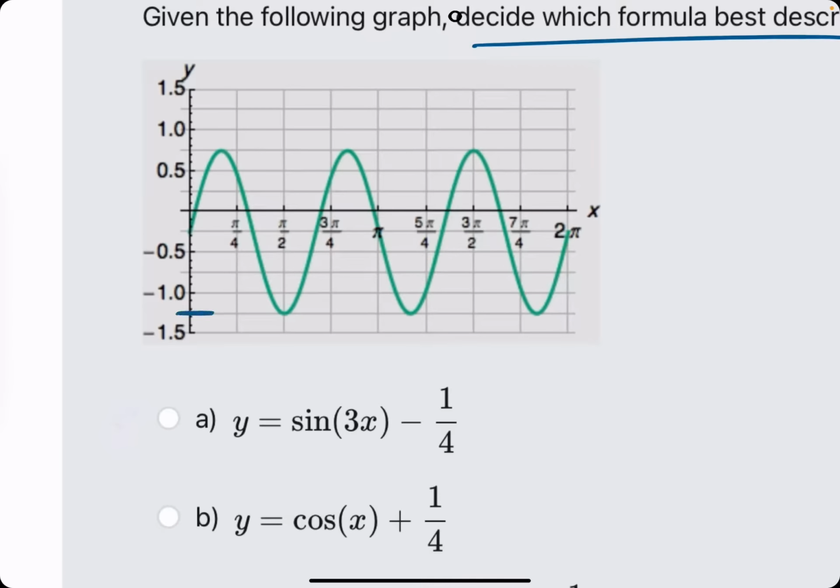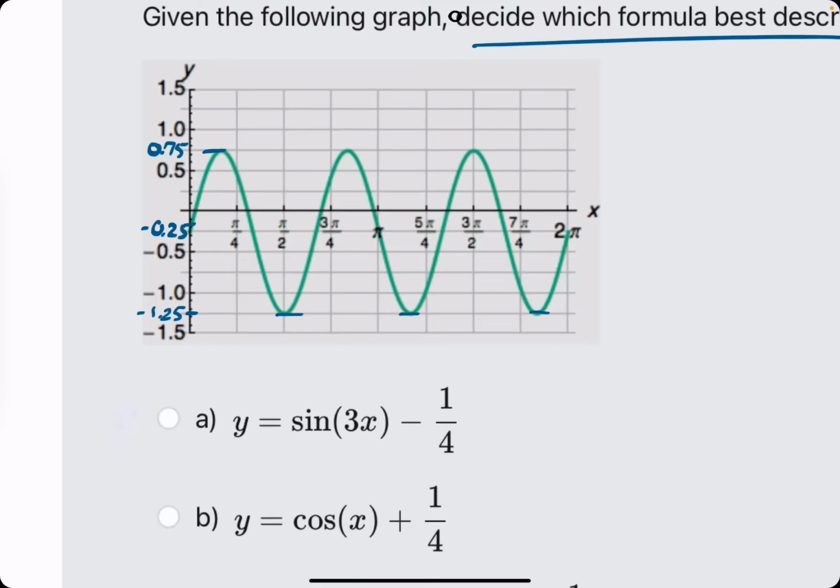So if we have a minimum value each time of negative 1.25, we know that because it's halfway between negative 1 and negative 1.5, right? That grid line. And then it goes all the way up to 0.75. We need to find the halfway point between 0.75 and negative 1.25. Well, hopefully it's clear that they're both 1 away from negative 0.25.